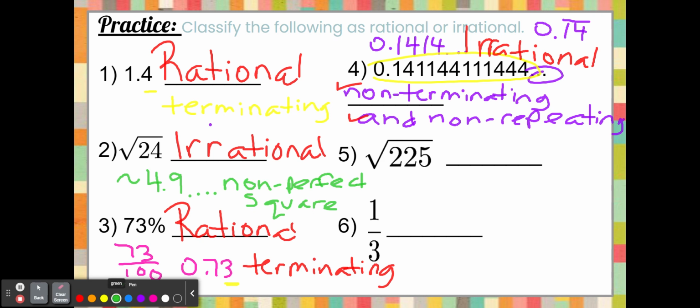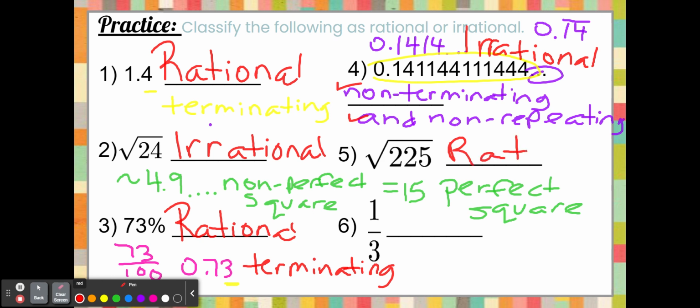All right, so the next one is the square root of 225. And if you put that into Desmos, you will get a whole number, which is 15. And that 15, because it is a whole number, that tells me it is a perfect square. Because it's a whole number, not a decimal. And because it's a perfect square, that is considered a rational number.